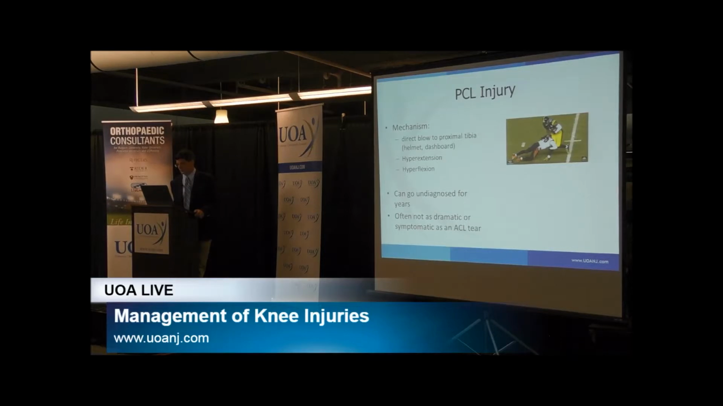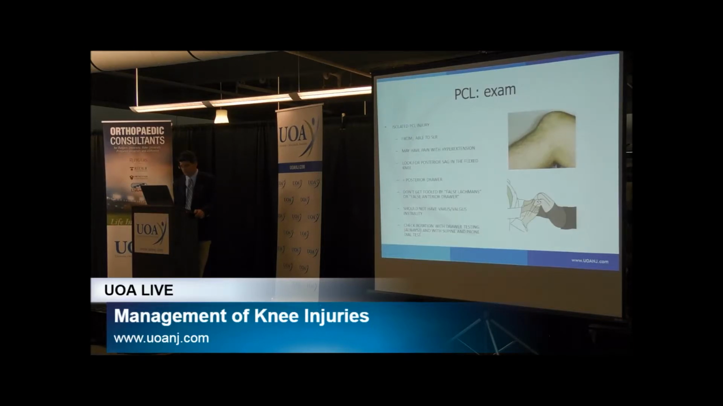The mechanism's different here. Typically, this would be a direct blow to the proximal tibia. Oftentimes, a linebacker getting hit by the fullback coming out of the backfield. It could be a helmet to the knee or dashboard to the knee in a motor vehicle accident. But hyperextension and hyperflexion mechanisms are well described. It's not as dramatic an injury, and oftentimes as a result, it can go undiagnosed for years. Players can actually play with this and not even know they really had a significant knee injury.